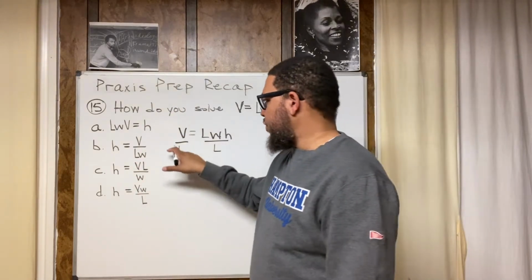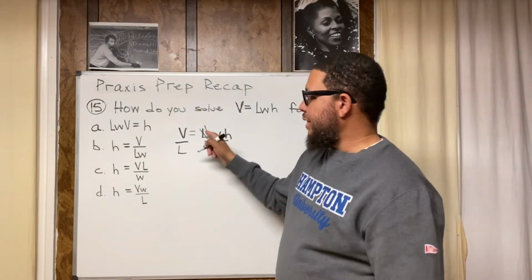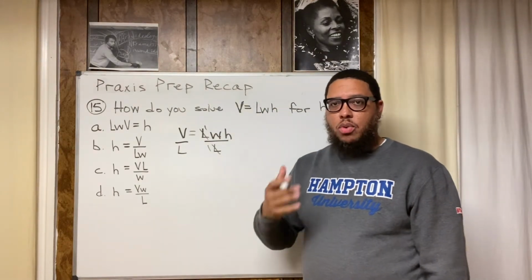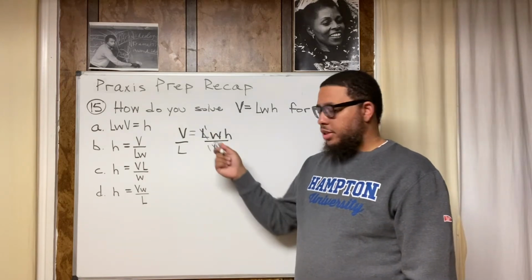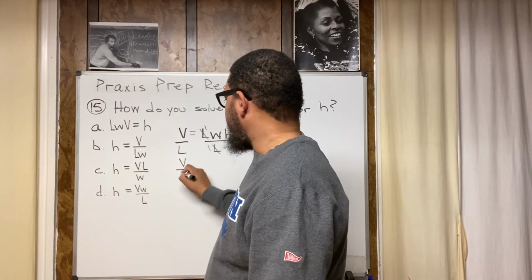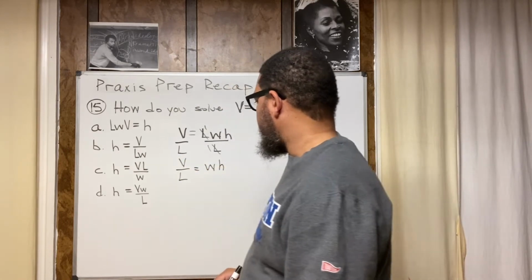So now I got V over L is equal to, and these L's cancel out and turn into ones, because anytime you divide something by itself, the quotient or the answer is always 1. So these L's turn into ones. So now I got V over L is equal to WH.